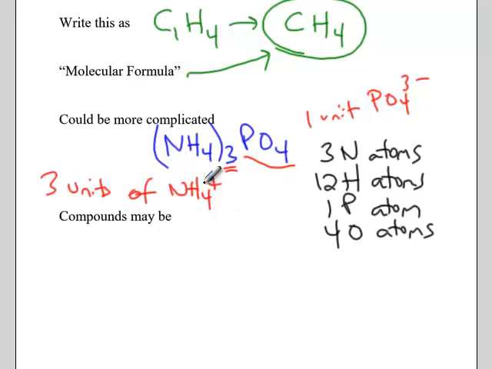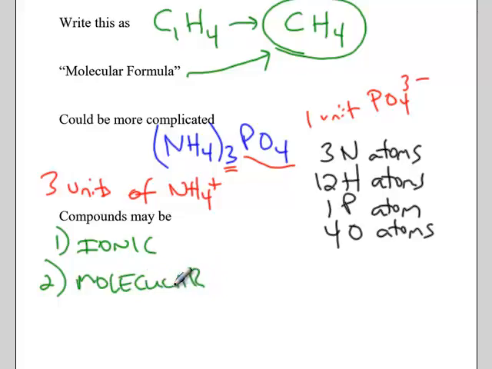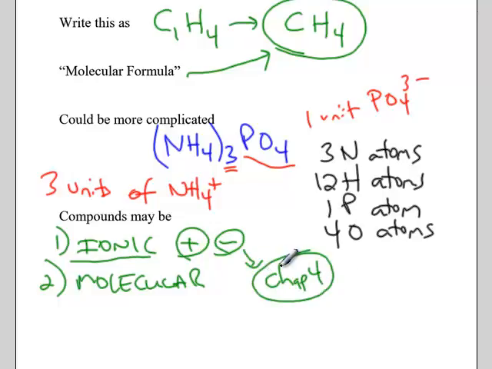If we keep looking at these compounds, we're going to classify compounds as either ionic compounds or molecular compounds. Ionic compounds are composed of cations and anions. So one of the things we have to do is use our knowledge of the periodic table from chapter 4 to figure out what kind of cation and what kind of anion we have.